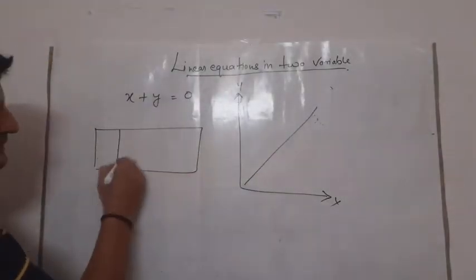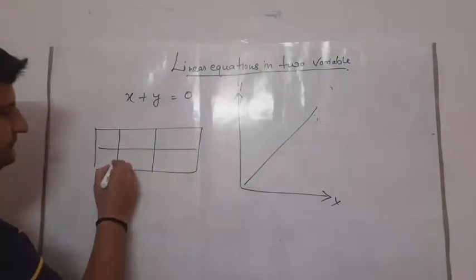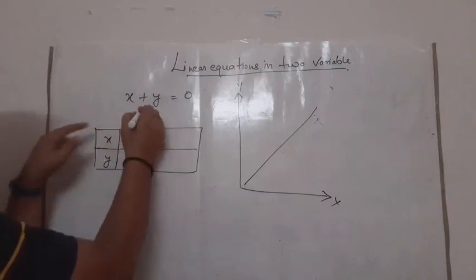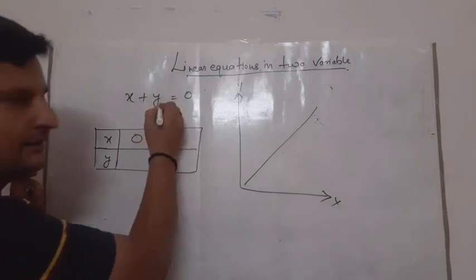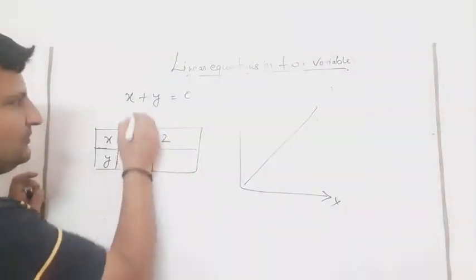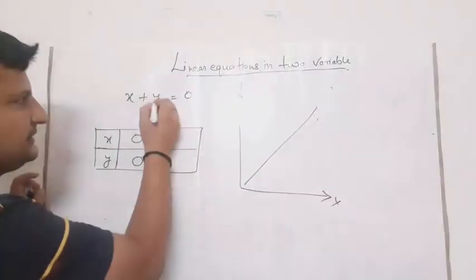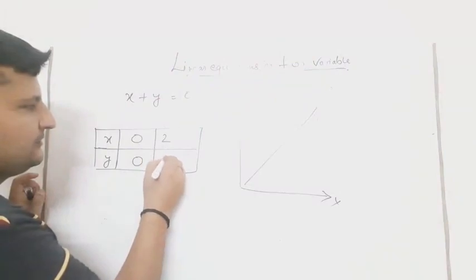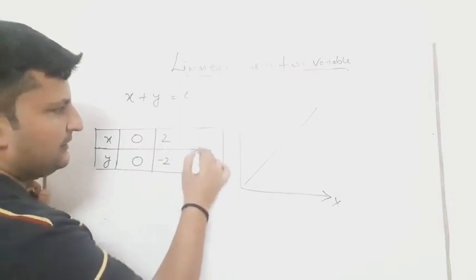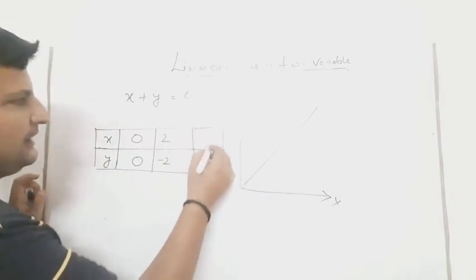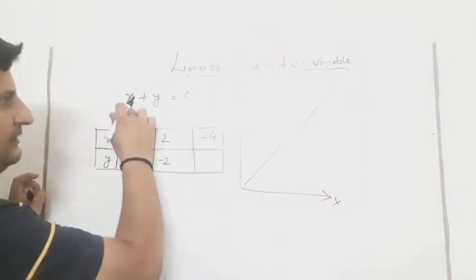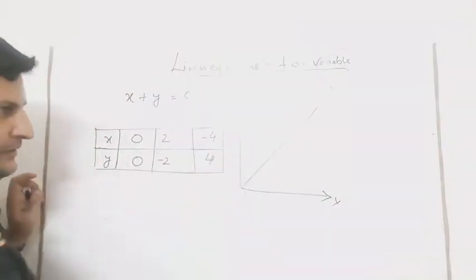Suppose the equation is the same. We will write x and y. If we put x is equal to 0, what will we get? y is equal to 0. If I put x is equal to 2, so y is equal to minus 2. Similarly, if I put x is equal to minus 4, what is the value of y? y is equal to 4.